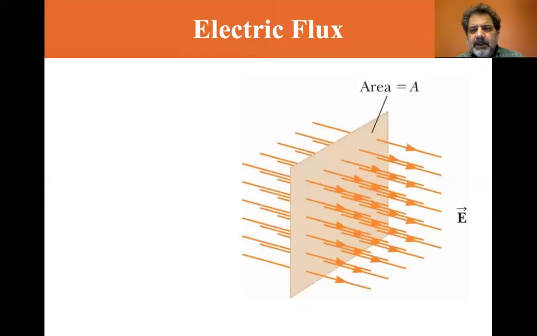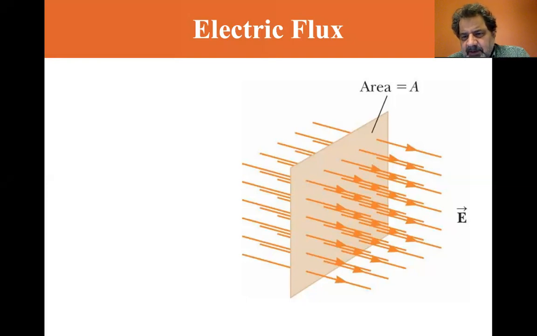Okay, now we're at section 23.2, electric flux, and let's share the PowerPoint. And there you have it. We have the orange arrows, which are, of course, electric field lines, and they're going through an area A.